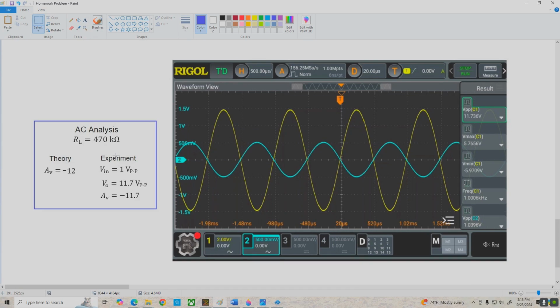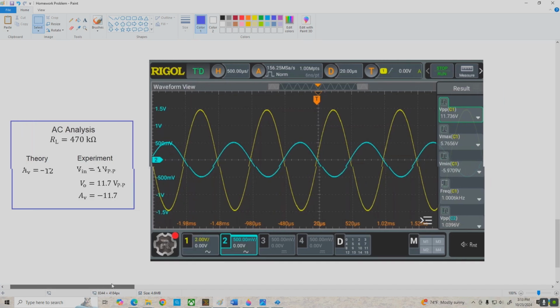As in the last experiment run, I started with Vin equals 1 volt peak to peak at 1 kilohertz, and this time we got an output of 11.7 volts peak to peak, phase inverted, so our gain is negative 11.7. Theoretically, it was negative 12, so we're really close again. And everything looks really good.